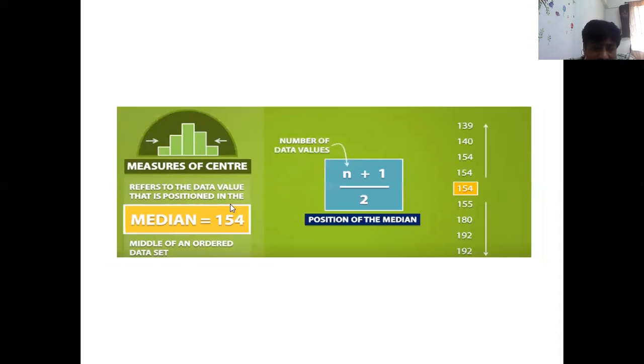Okay. The median position is generally computed as the number of data values, that is total data samples plus 1, divided by 2. The total here is 9, so 9 plus 1 is 10, divided by 2, so the position of the median will be the fifth one, 154. This works out for an odd number of data samples. Here it is 9, so the 5th is coming, right?